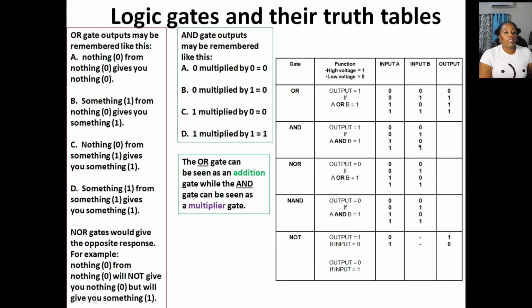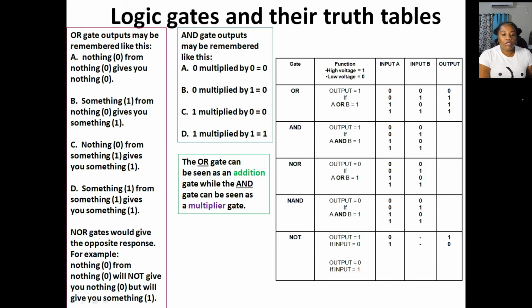AND gate inputs may be remembered like this: 0 multiplied by 0 is equal to 0. 0 multiplied by 1 is equal to 0. 1 multiplied by 0 gives you 0. And 1 multiplied by 1 gives you 1. The OR gate can be seen as an addition gate, while the AND gate can be seen as a multiplier gate. These are just things to help you. And again, the video will be attached. Please watch it. It's an old video, but it is so useful.